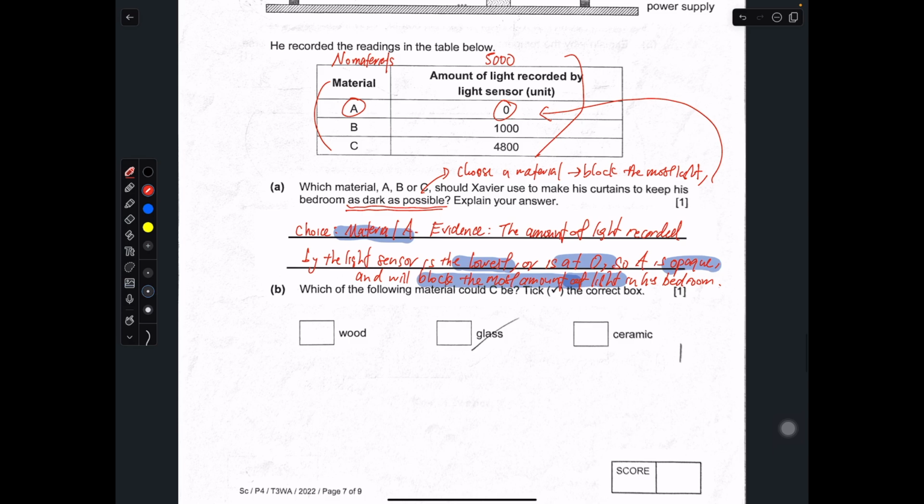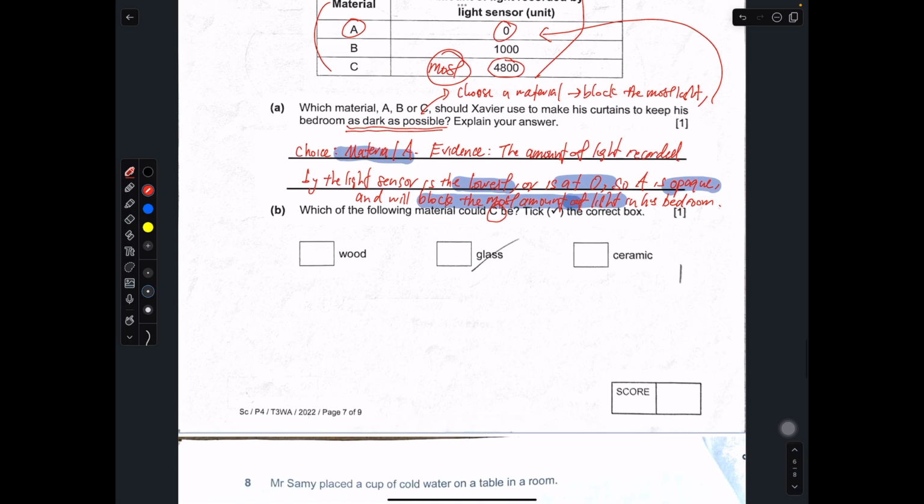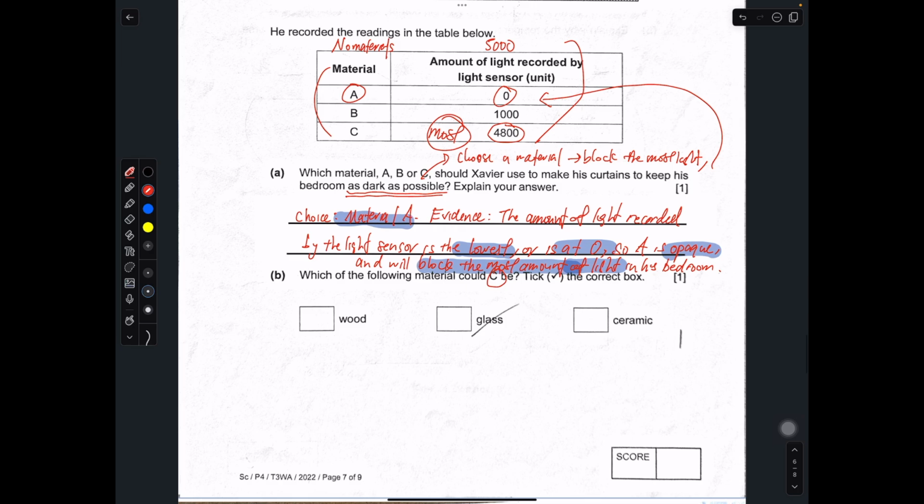So which of the following materials could C be? Okay, C, which is the one that has the most amount of light detected. So from here, we will never choose wood, we will never choose ceramic, because they are generally opaque objects. So the amount of light detected will be 0. So over here, we will choose glass. Glass will be the correct answer.